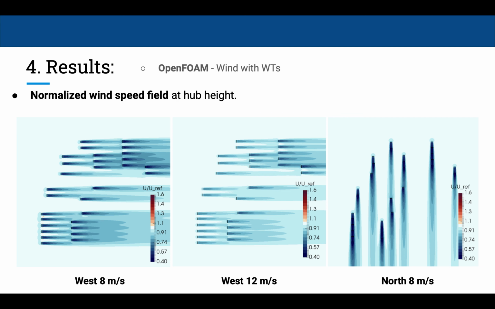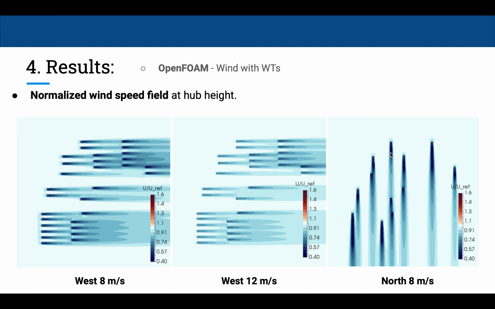Here we are also presenting the results of the OpenFOAM simulations for 3 different cases to understand how the wake can impact the results. We are presenting here the result for the most frequent wind direction, which is the west, considering 8 meters per second wind speed and 12 meters per second wind speed. So we can observe how the wake is stronger in the 8 meters per second case than in the 12 meters per second case, and this is linked to the fact that the thrust is higher below rated conditions.